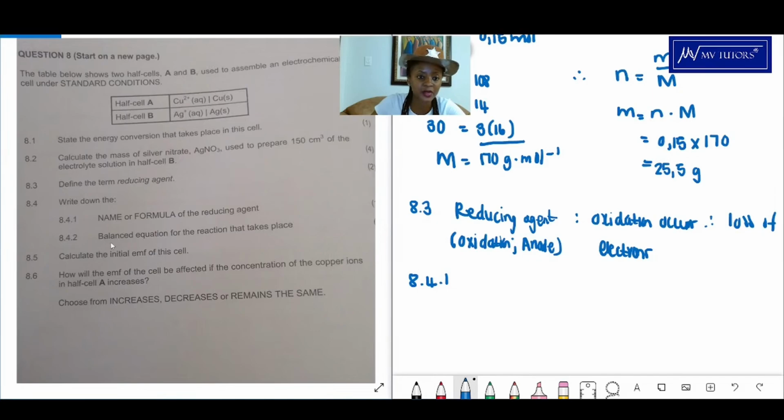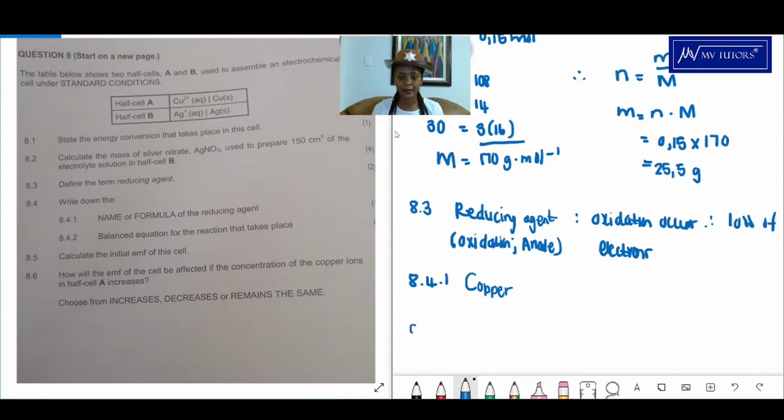So if we get back to here where it says name or formula of the reducing agent, because copper is stronger going down, we're going to go with copper. Okay, so I'm just going to write that down. I hope I didn't confuse you with that explanation, but that's how you basically gauge it. Okay, so it'll be copper. Okay, and then we're going to have to write a balanced equation for the reaction that takes place.